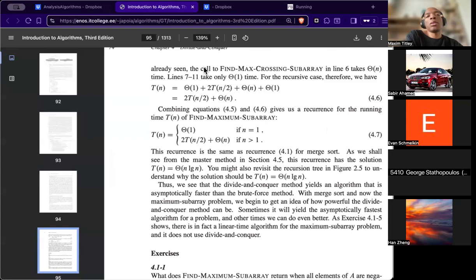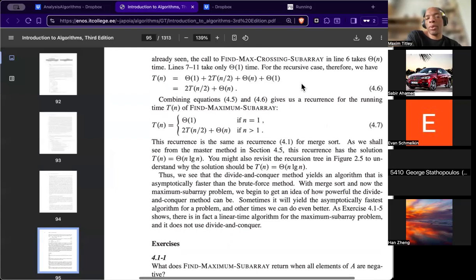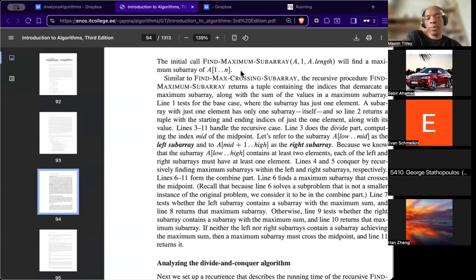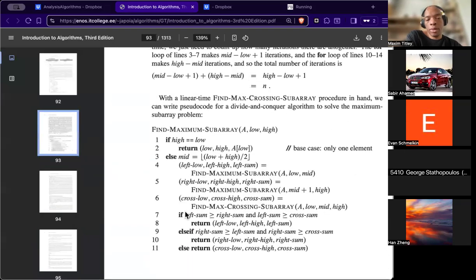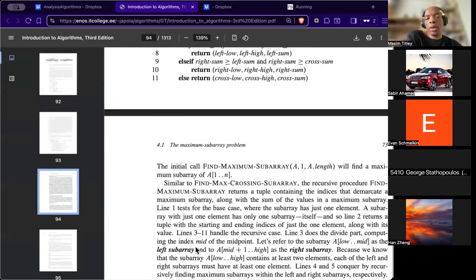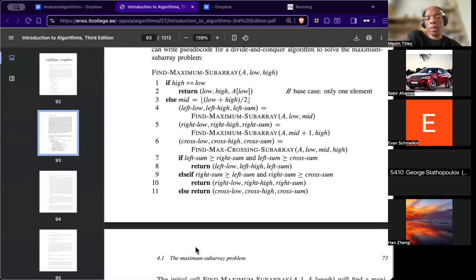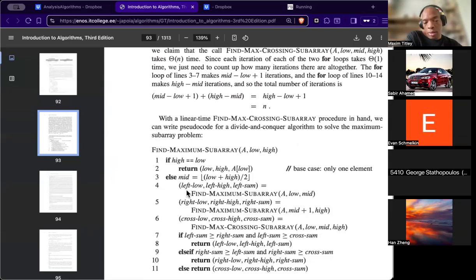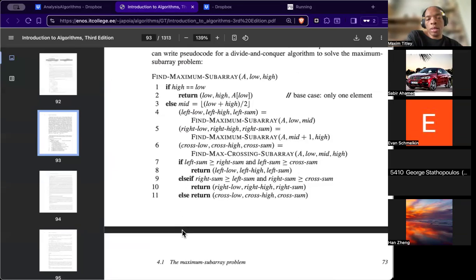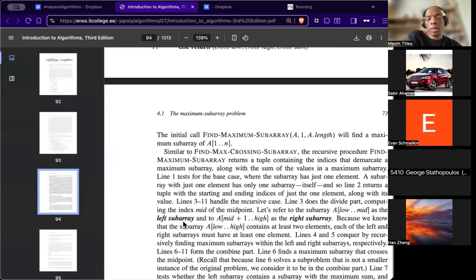So now, that was in the find max crossing subarray that we did before. All right, and that took theta of n time. So lines 7 to 11 take only constant time. We're just comparing and returning. Those take constant time. Lines 1 and 3 took constant time. The only thing that takes linear time is finding the subarrays.